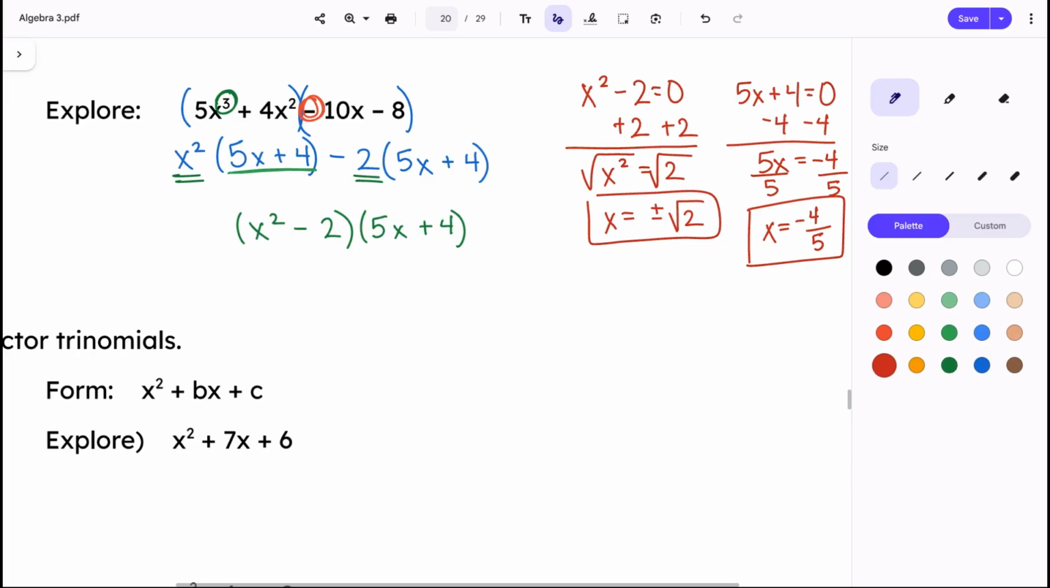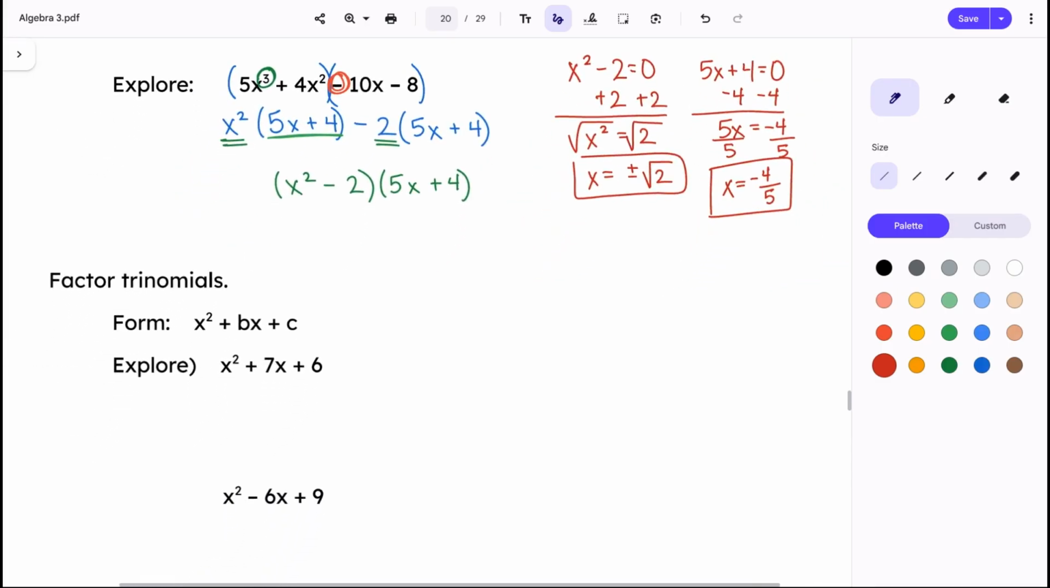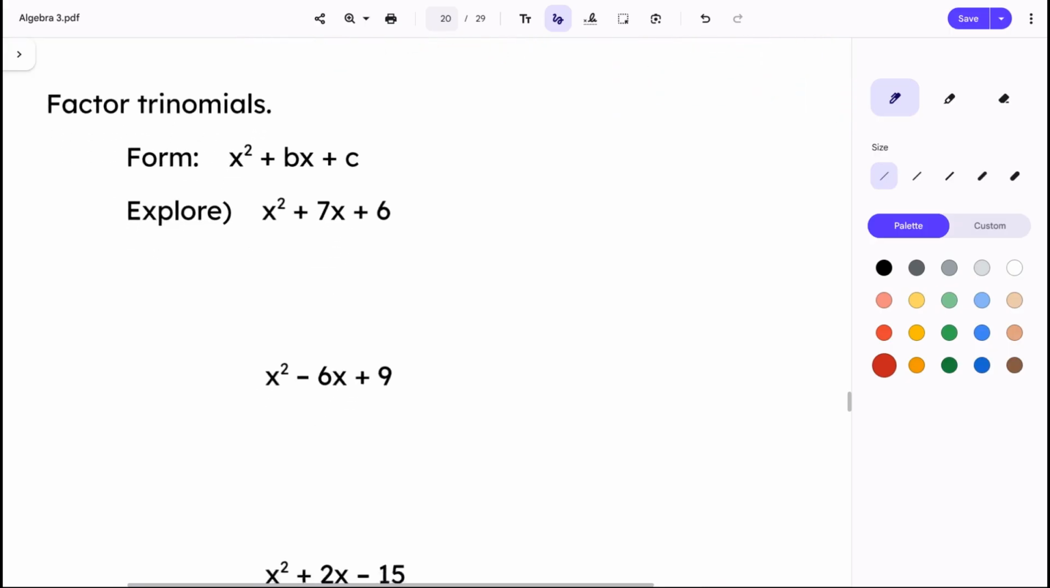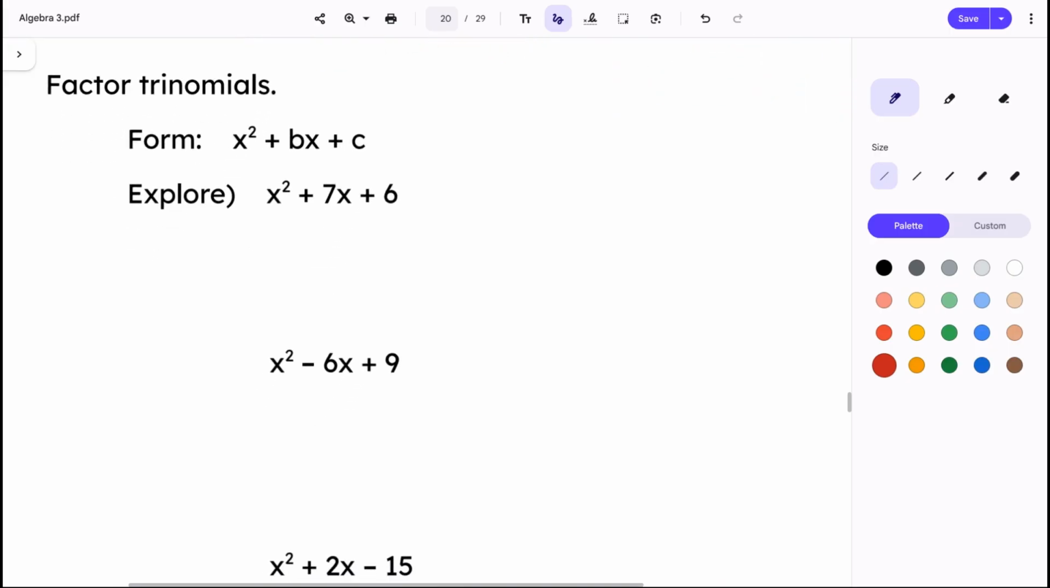Okay, for those ones, they all had 4 terms. And so we were able to kind of clearly see, we're going to split these in half, okay? Sometimes you're going to have trinomials, which would be things with 3 terms. And we're going to start out with the easier case, okay? So in this case, you're going to have a trinomial that looks like this form, x squared plus bx plus c. So what this means is that the number in front of your x squared is always going to be a 1. And then the b and the c are also going to be numbers.